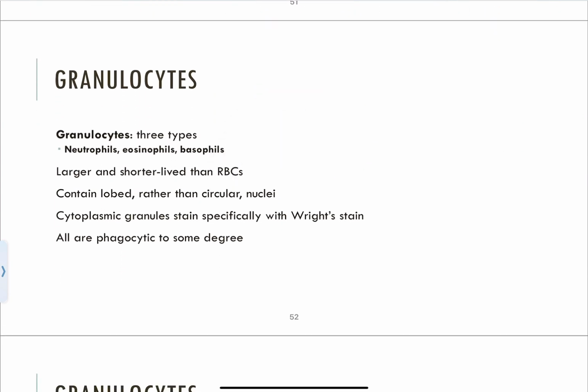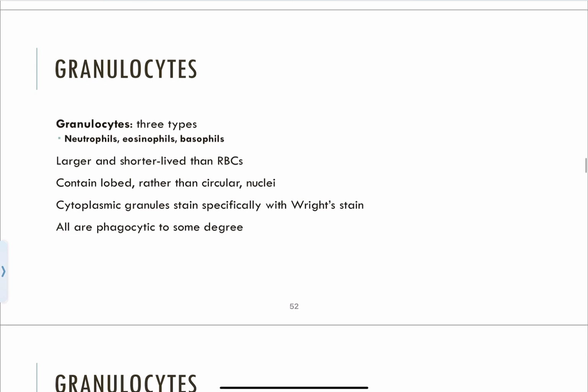Okay, so granulocytes, again, there's three types. We have neutrophils, eosinophils, and basophils. They're all roughly spherical in shape. They're all larger most of the time than our red blood cells or erythrocytes. And I mentioned previously, but they have a characteristic lobed nuclei, and I'll show you what that means in a second, as well as those granules. Some of them or all of them are phagocytic to some degree, meaning that they can actually go in and engulf some foreign debris and help degrade it.